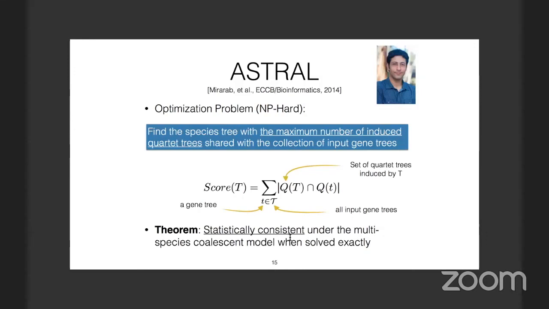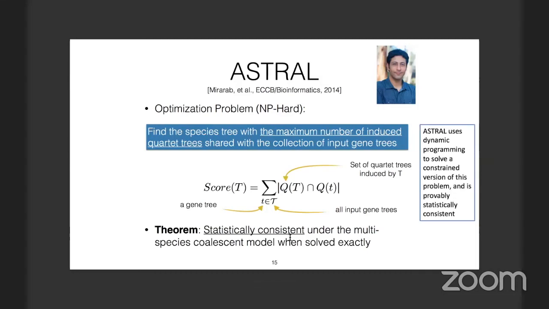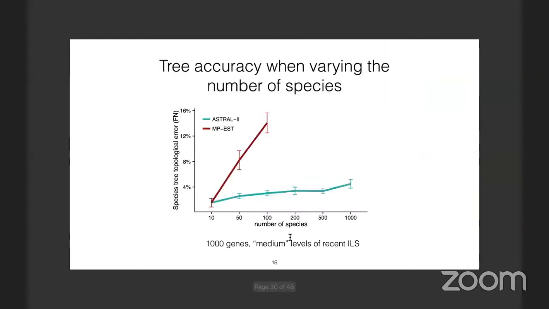It's an NP-hard optimization problem, but if you solve it exactly, you have a statistically consistent method. And so what Astral does is it solves it exactly within a constrained search space. And by constraining the search space, you maintain statistical consistency and you make it a polynomial time algorithm. So Astral has really good accuracy. This is the y-axis is error. The x-axis is the number of species, and it's a comparison between Astral in green to something called MPS in red. And as you increase the number of species, the error rate for MPS goes up. The error rate for Astral goes up very slowly. So Astral is just superior for large numbers of species.